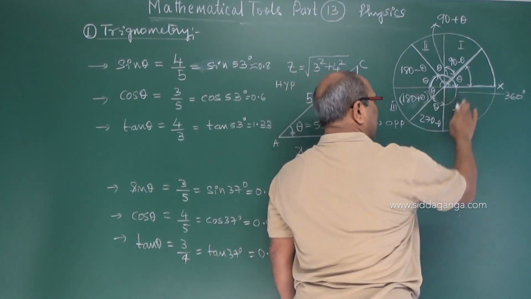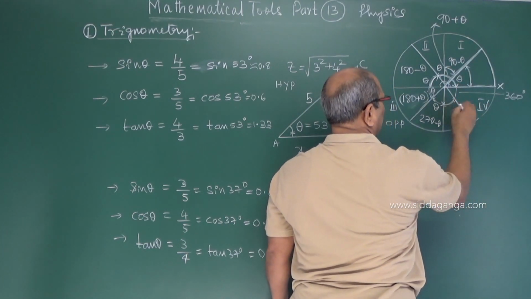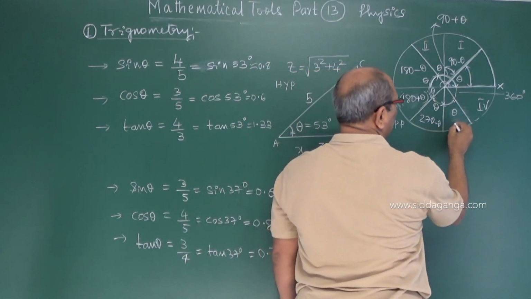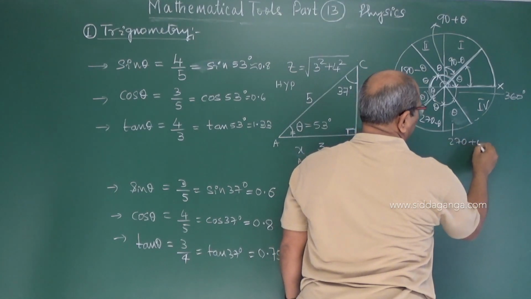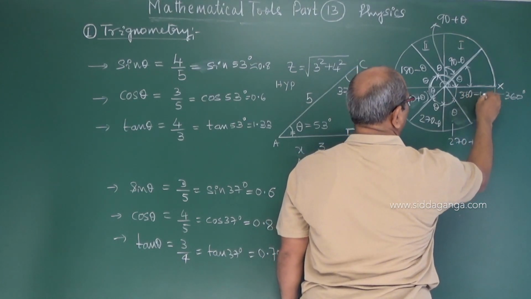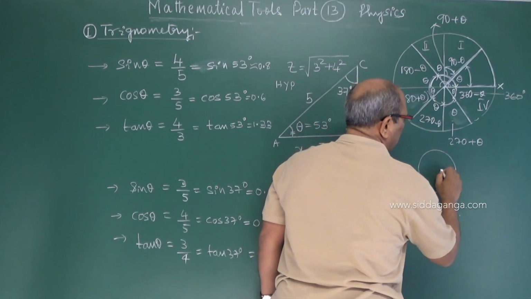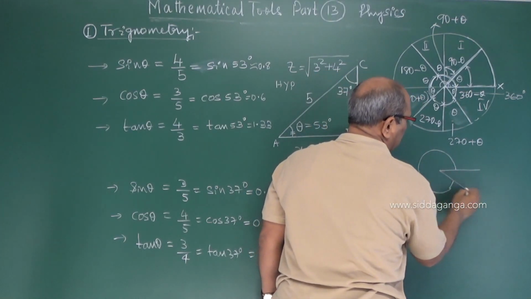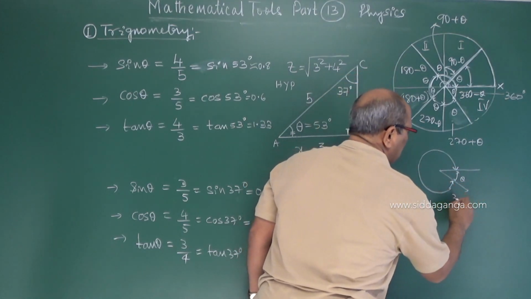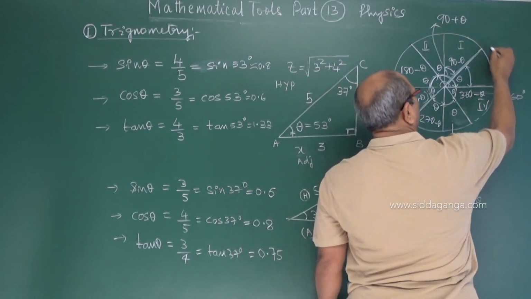Or, if I take this as theta here, then it is 270 plus theta. Here I can write it as 360 minus theta. If this is theta here, completely coming to this, and the x-axis is here, this will become theta. Then from here to here, this will be 360 minus theta. All angles we measure in the anti-clockwise direction.